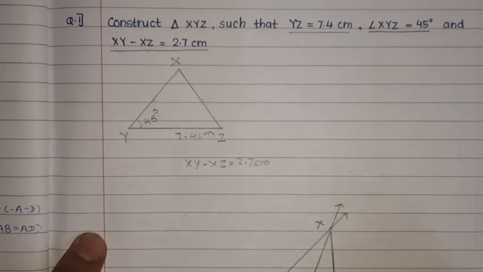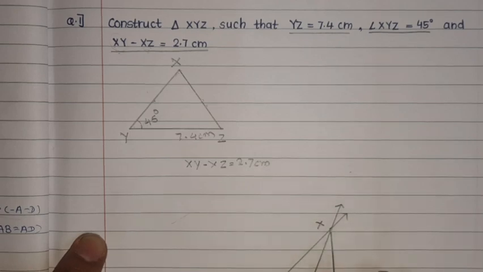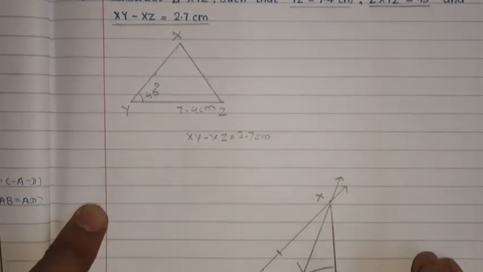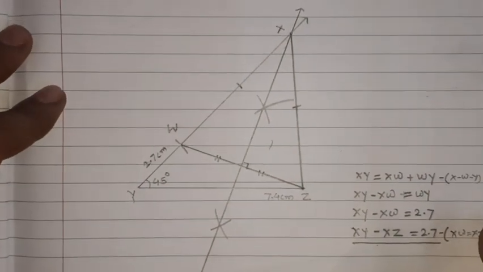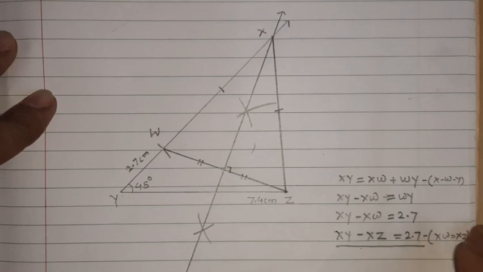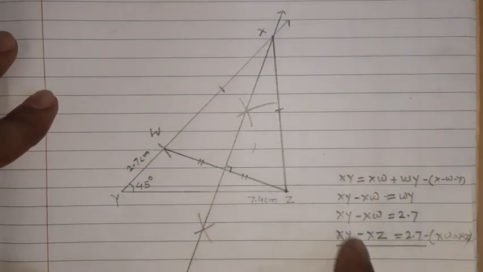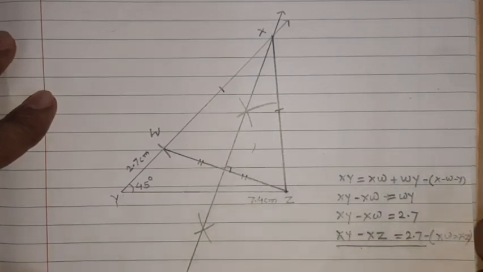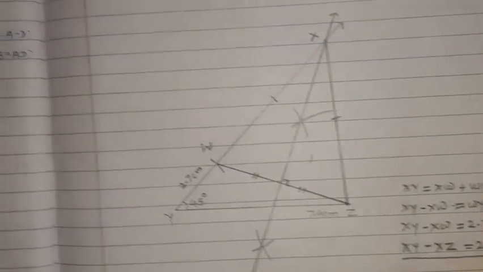Dear student, in practice set 4.2, question number 2 is the same as this. Try to construct that triangle. And dear student, now we have to construct the third question. Dear student, while solving this construction, this analysis is most important. You must write this. If you do the practice, then you are able to write it very easily. Now, dear student, start with question number 3.